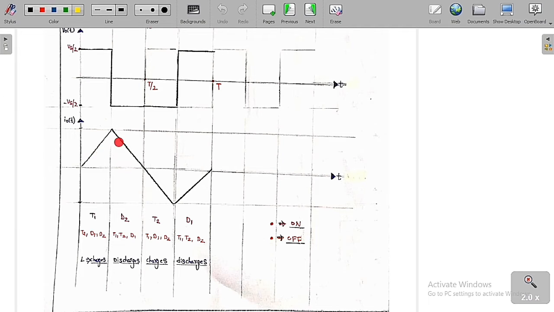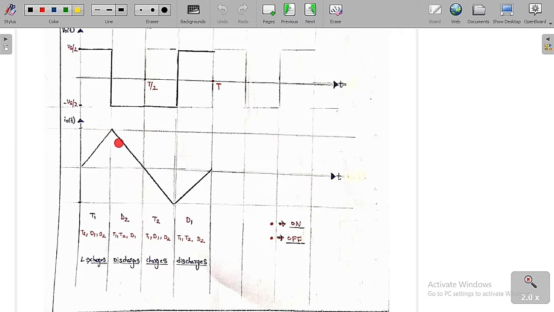Let me repeat this once again. In the first case, the thyristor T1 is on and T2 is off. Whenever the thyristor T1 is on, the output voltage is equal to Vs by 2. So when the output is Vs by 2, the current is charging.